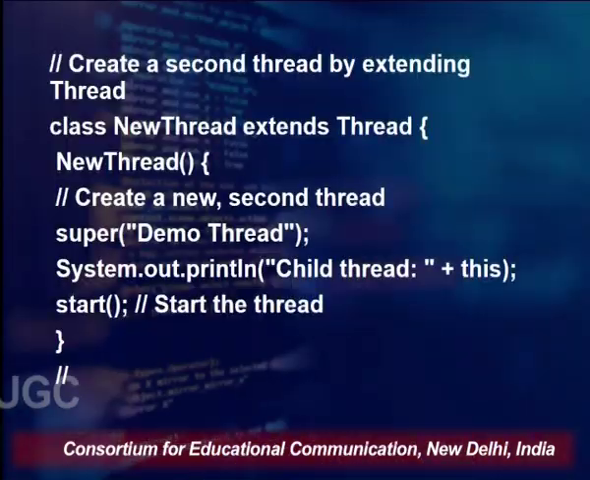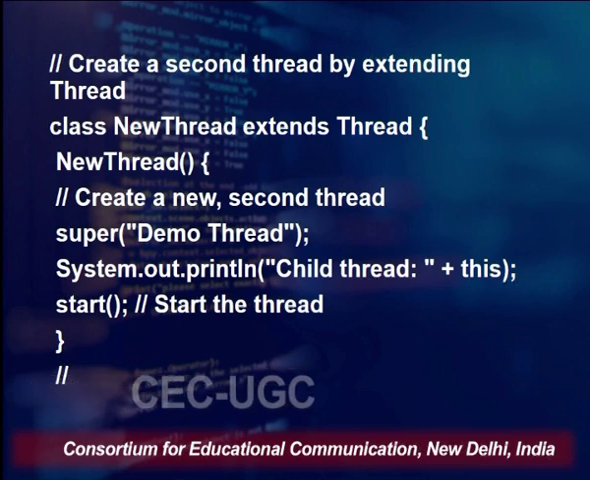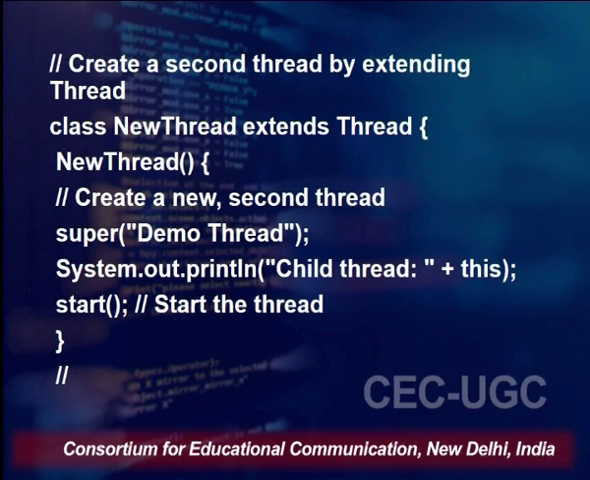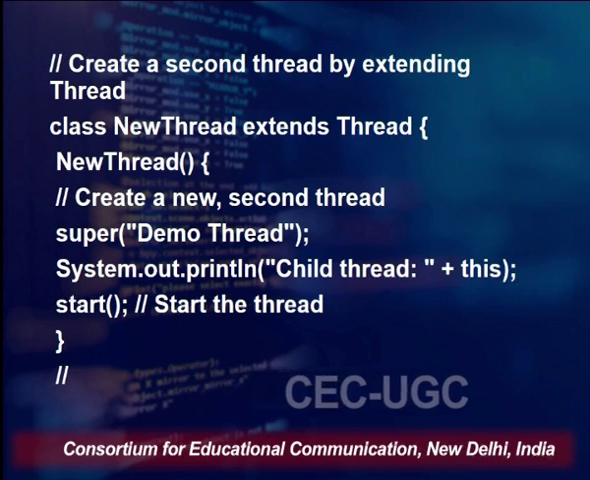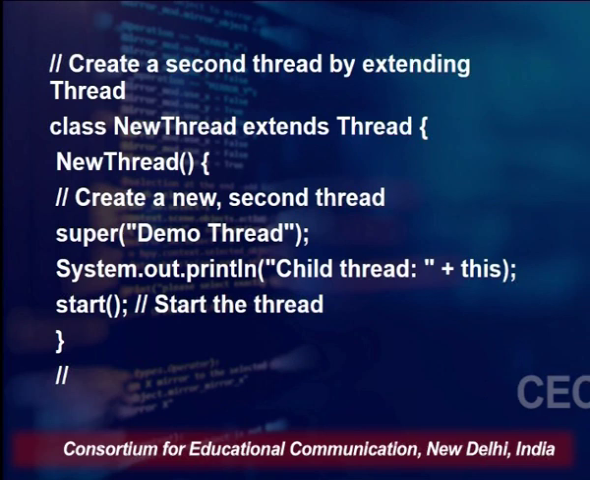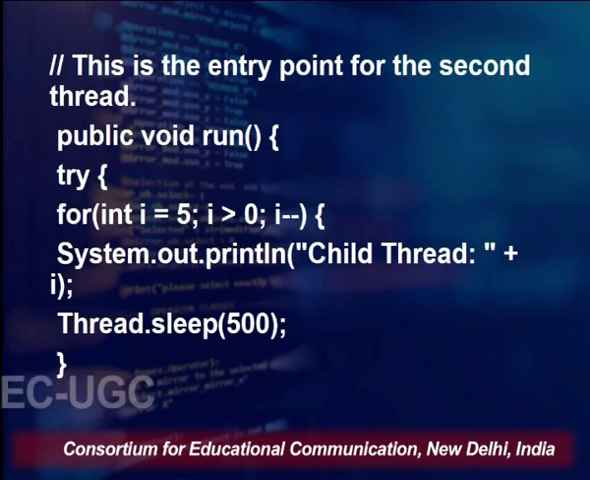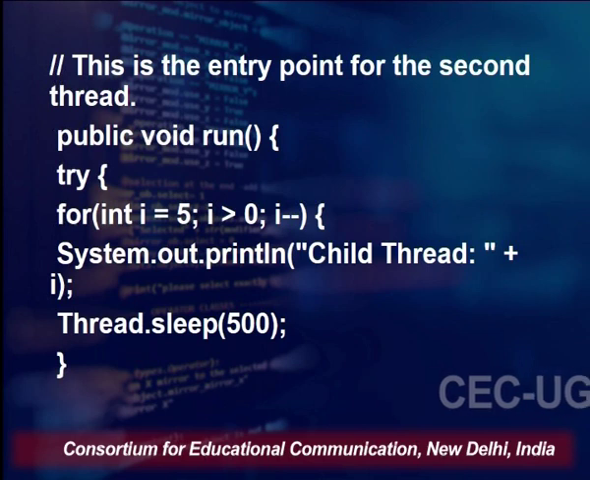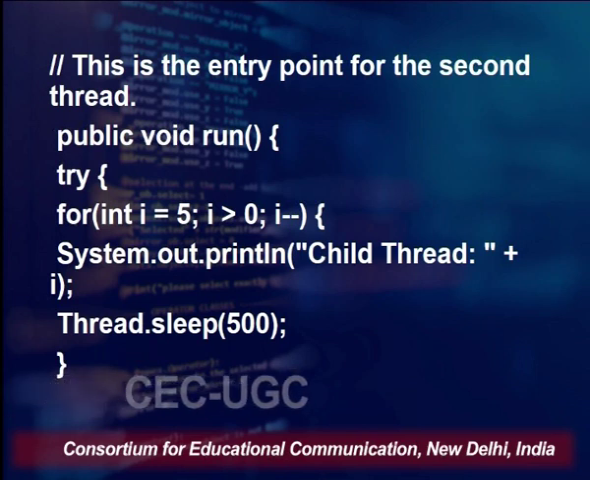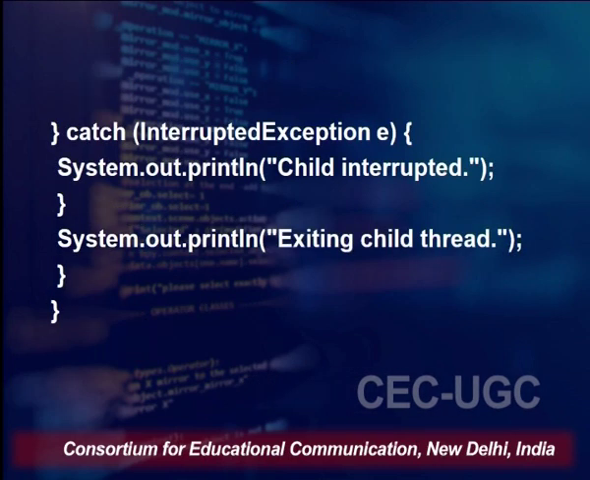So, now we have written one particular class, which is the new thread. Within that we have given one constructor, and that constructor is not just creating a thread, but also starting the thread, and immediately following this constructor we have declared one entry point for the second thread, and that entry point is nothing but run. What this run is doing is clear from here, and because inside this run we have a try block, the corresponding catch block is also there.